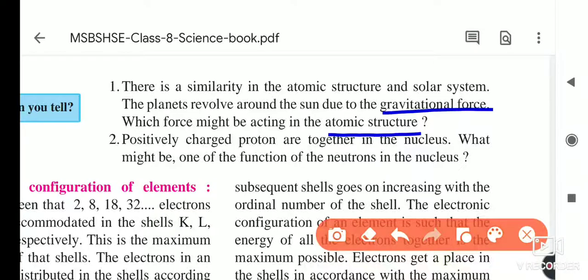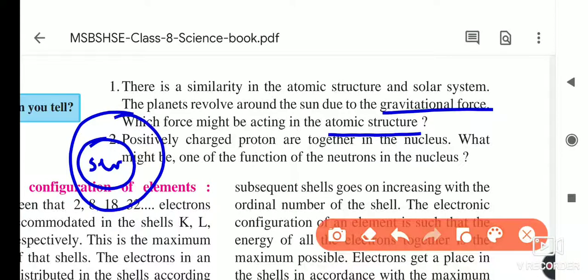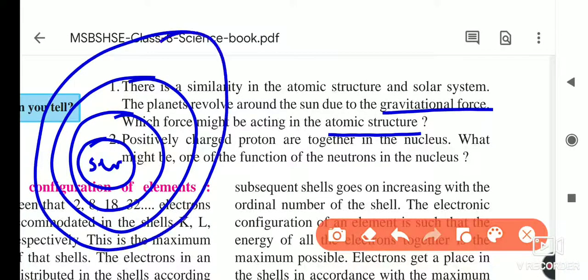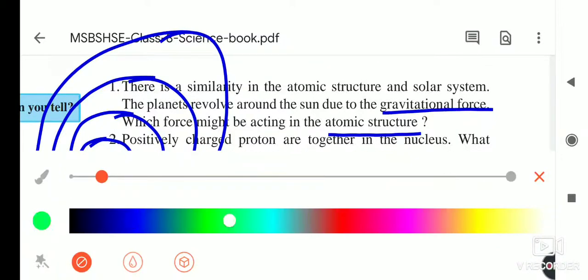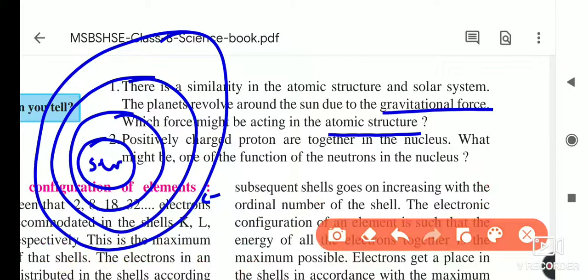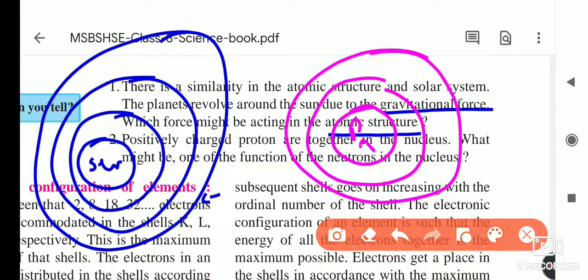As we know, here it is the sun, and around the sun all the planets are revolving in a particular orbit. The same thing is happening in our atom. Inside the atom, the protons and neutrons are present and the electrons are revolving around the nucleus in a particular orbit. So if you see the structure, we think the atomic structure and the solar system have a similarity.